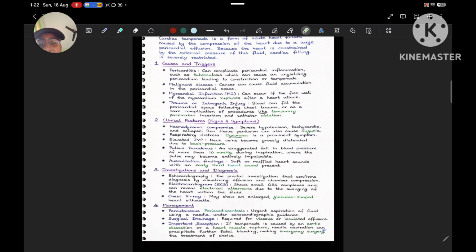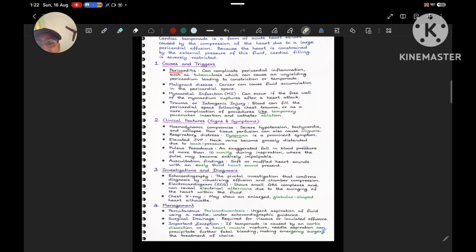Cardiac tamponade in myocardial infarction happens when there is a heart attack. If there is a heart attack, it means the heart muscle is not getting enough blood and enough oxygen to function. Thus the free wall of the myocardium ruptures, and there is pericardial effusion inside the pericardial sac due to the free wall rupture of the myocardium, and cardiac tamponade happens.